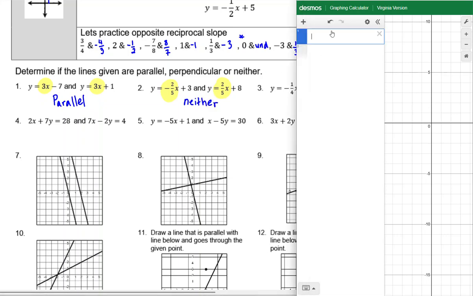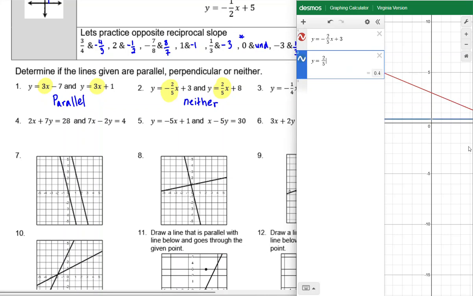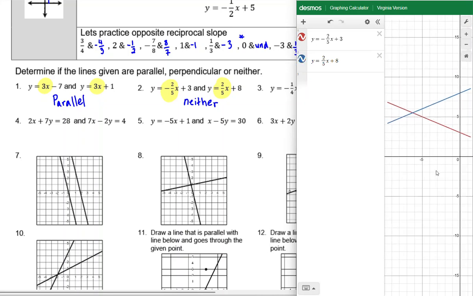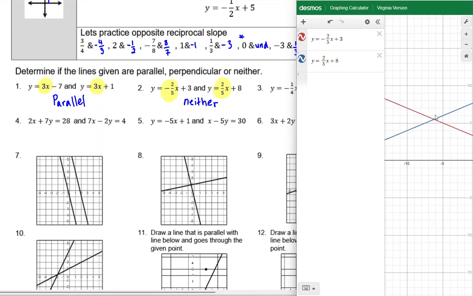So for this one, look at this. So we have y equals negative 2 over 5x plus 3. And then the other one, y equals 2 over 5x plus 8. So if you look at this, see how they're not really crossing at 90 degrees, nor are they parallel? So that's the way you can do it.